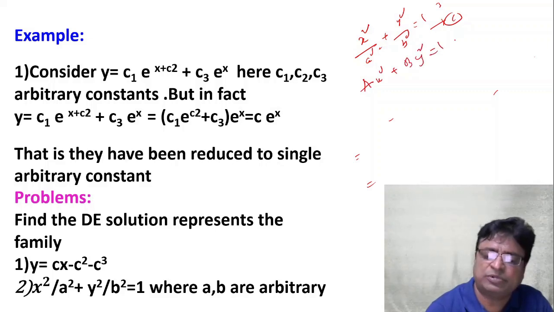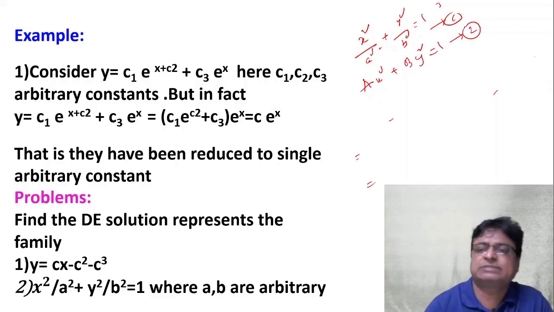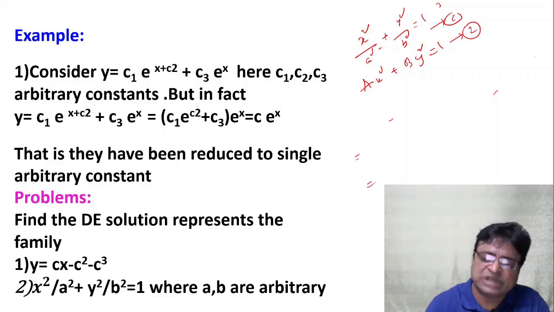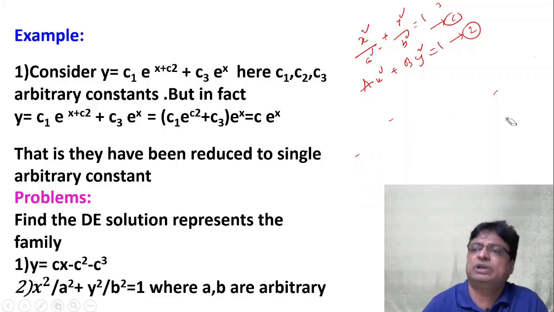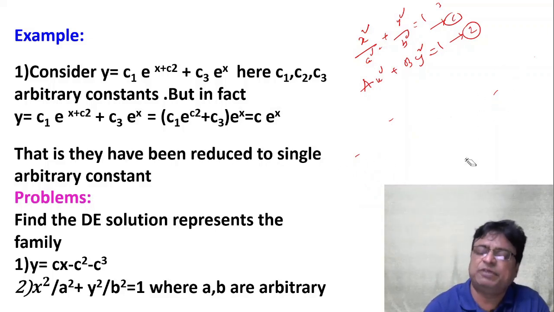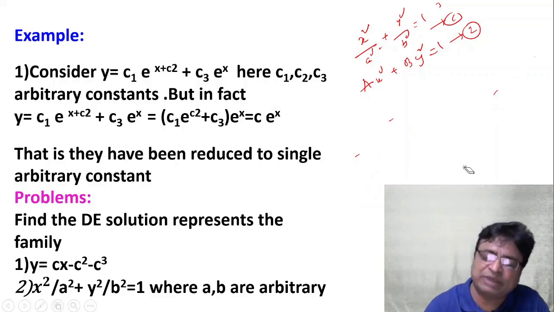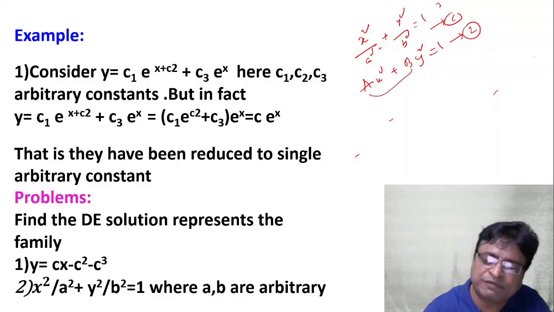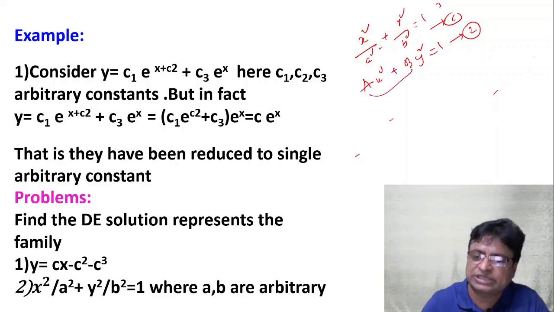There is no harm if I write like this. The reason is, of course, I have replaced 1 by a square with a only, and 1 by b square with b only. From a simplification point of view, I am doing it like this. Then in my hand now there are two different arbitrary constants, so I have to successively differentiate the given equation two times.